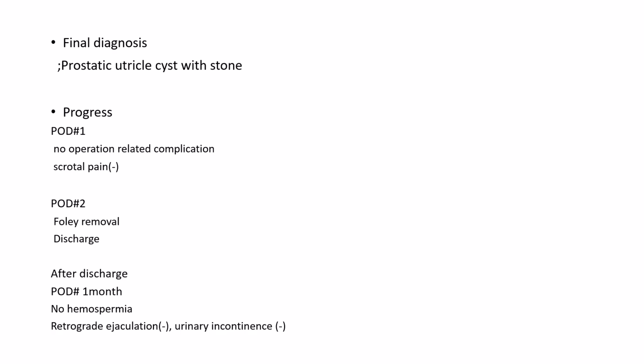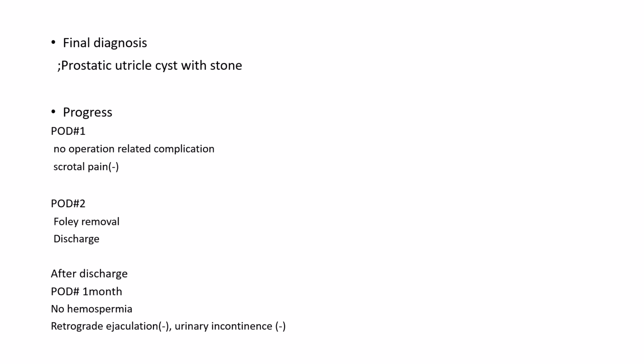The final diagnosis was prostatic utricle cyst with a stone. The patient had no complication postoperatively and was discharged on postoperative day 2. At 1-month follow-up, hematospermia had completely resolved. No retrograde ejaculation or urinary incontinence was reported.